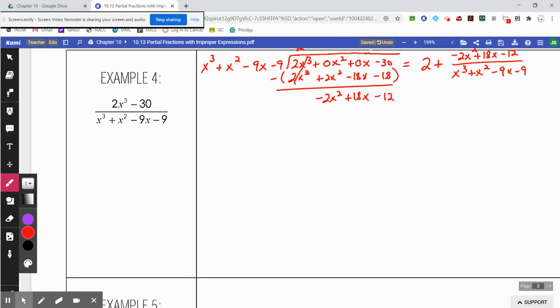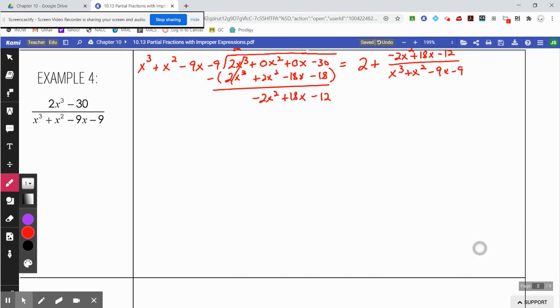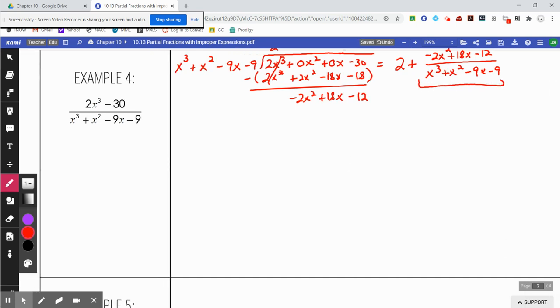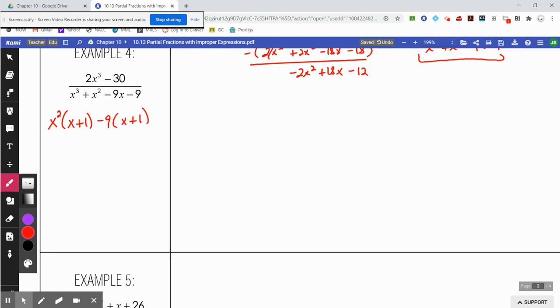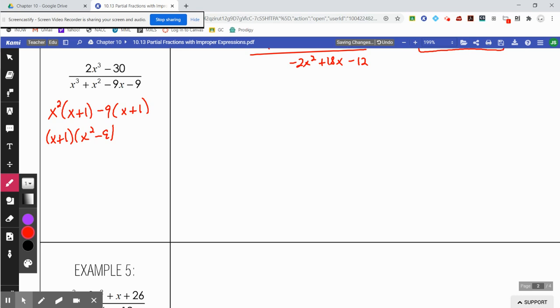Next thing we're going to do is try to break this apart. The way we're going to do that is, first off, we have to factor the bottom, and I believe we can factor by grouping. When you factor an x squared out of the first group, you're left with x plus 1. Factor a -9 out of the second group, you're left with x plus 1 again. Factor x plus 1 out of both of those, and you're left with x squared minus 9, and that does factor by difference of squares. So that's going to be x plus 1 times x plus 3 times x minus 3.